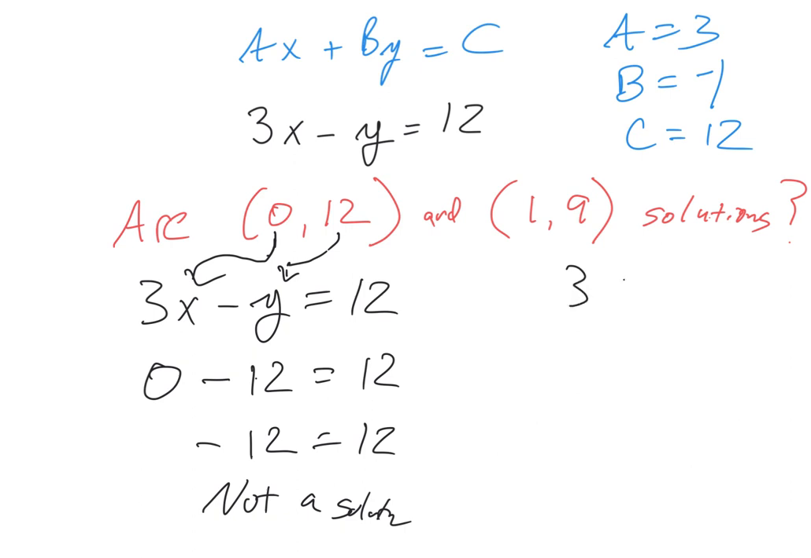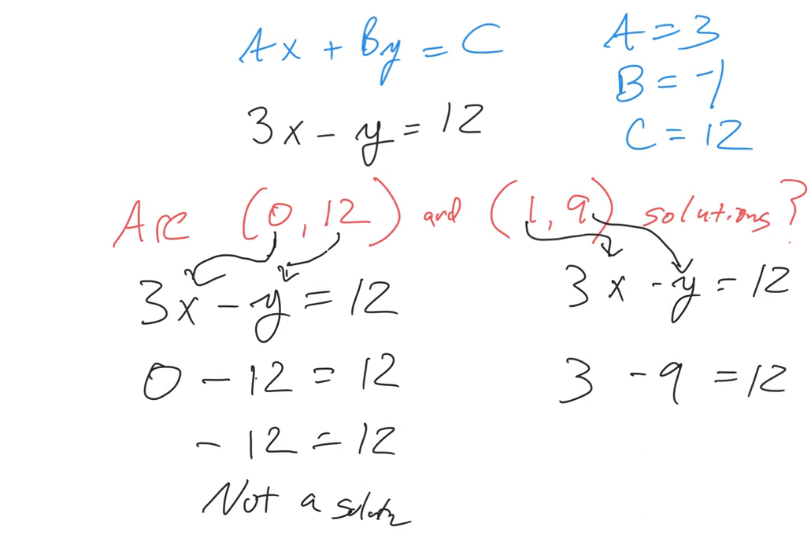For this one, we'll go 3x minus y equals 12. Take these numbers and place them down into my equation. 3 times 1 is 3. Minus 9 equals 12. Is -6 equal to 12? The answer is, not a solution. All right, so if one of these did work, then we'd say yes, indeed, it is a solution. In this case, neither of these two is a solution.